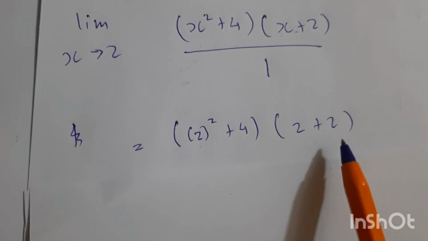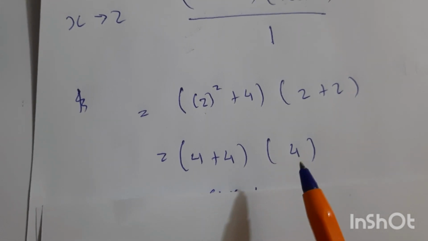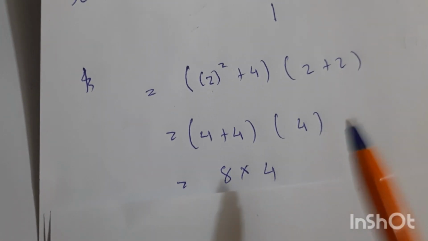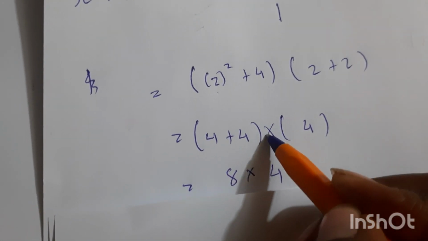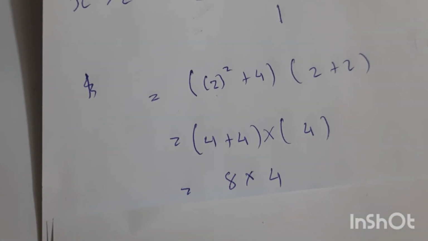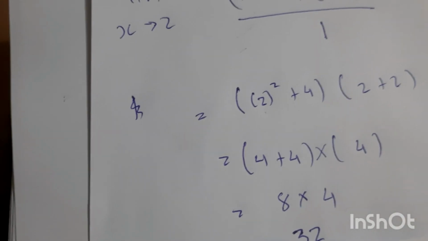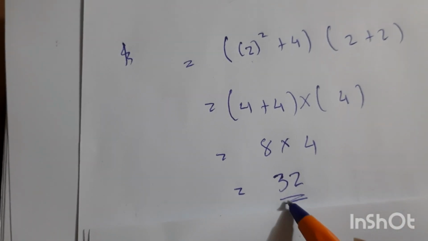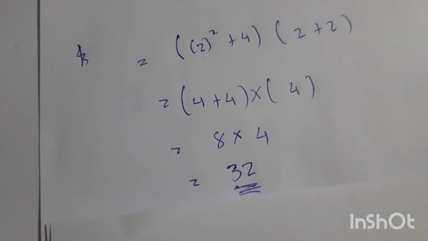So it's going to be 4 plus 4, times 4. It's going to be 8 times 4, because in between here there's automatically a multiplication symbol. So 8 times 4 is 32. This 32 is our answer for this particular question.